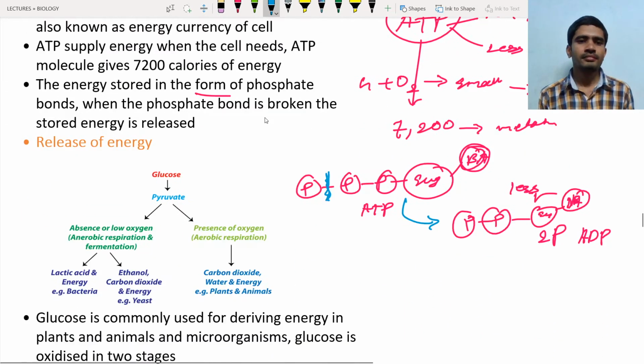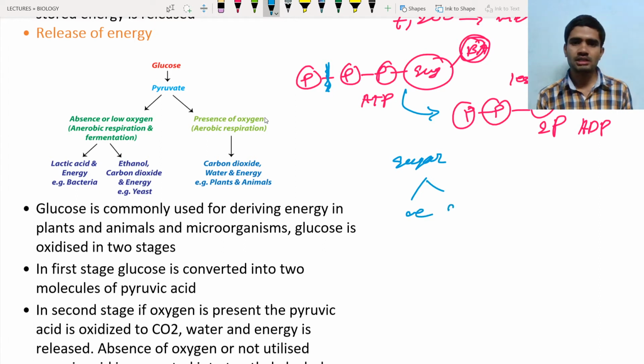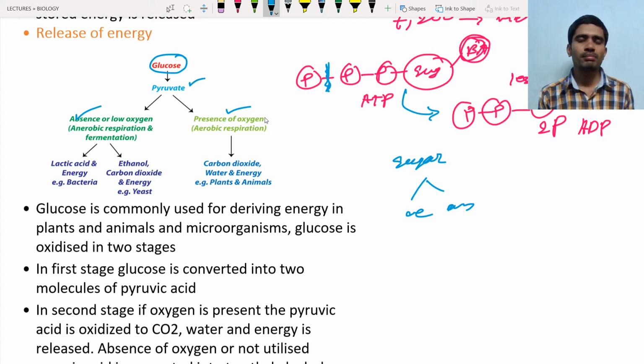Okay, next will be the release of energy. So how will the energy be released? We know that sugar molecules are going to release the energy. The sugar molecules' release may be of 2 types: one may be aerobic and another is anaerobic. So here we can see anaerobic respiration and also aerobic respiration. The first, remember, the glucose molecules will be broken down to produce pyruvate.